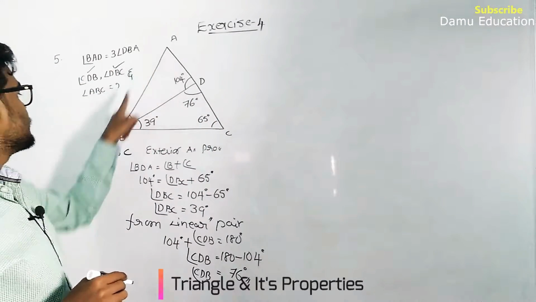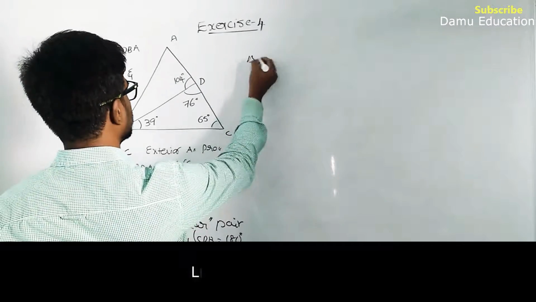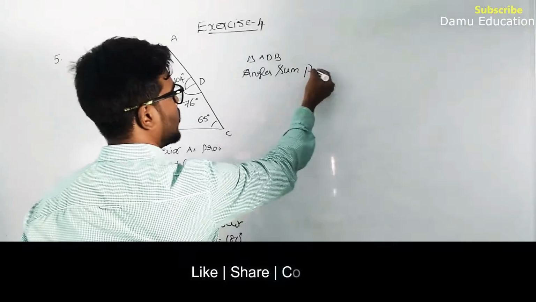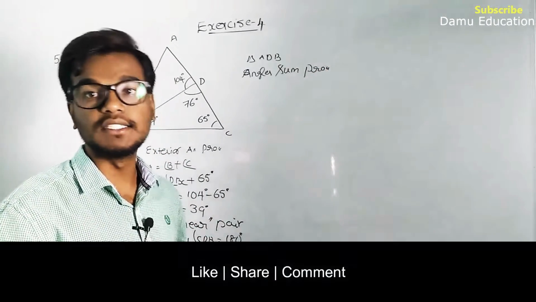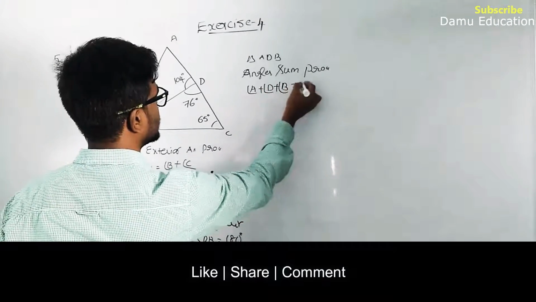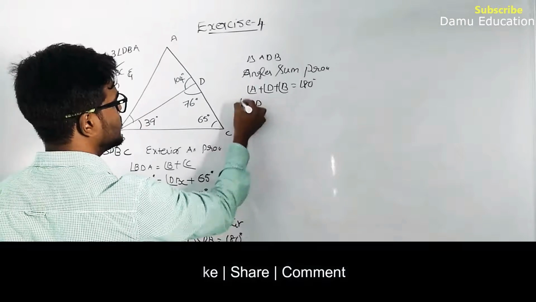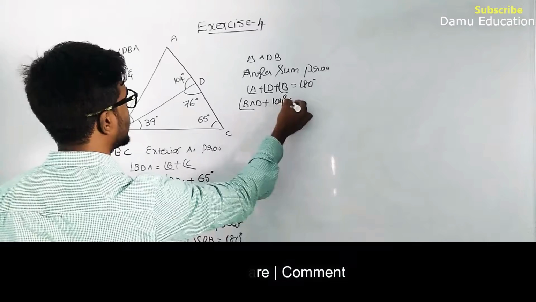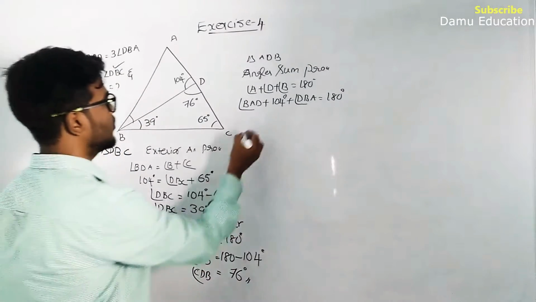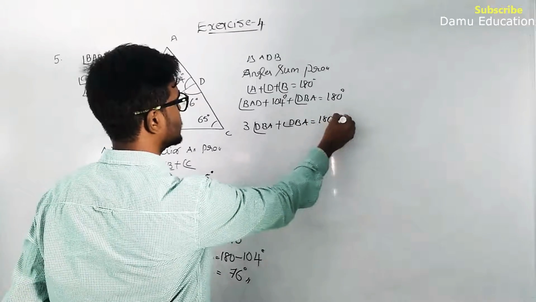Then we have to find angle ABC. Before going to that, we need to know this angle, which we don't know yet. From triangle ADB, by the angle sum property of a triangle, the sum of all the angles will be equal to 180 degrees. So angle A plus angle D plus angle B equals 180 degrees. Angle A is nothing but angle BAD. Angle BAD plus angle D, which is 104 degrees, plus angle DBA will be equal to 180 degrees. Already they have given the relation BAD as 3 DBA. So 3 DBA plus 104 plus DBA will be equal to 180 degrees.